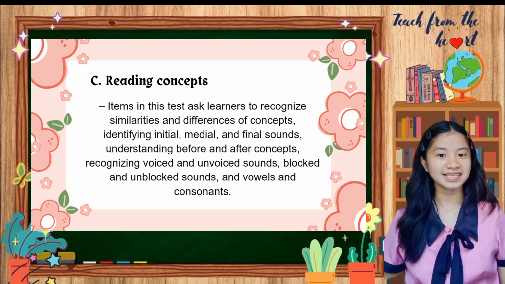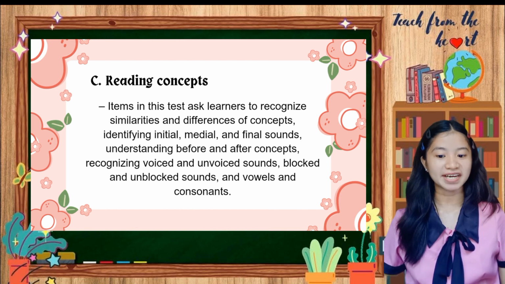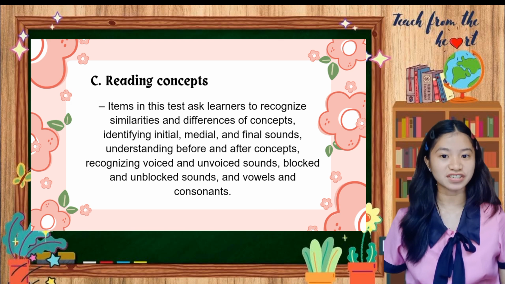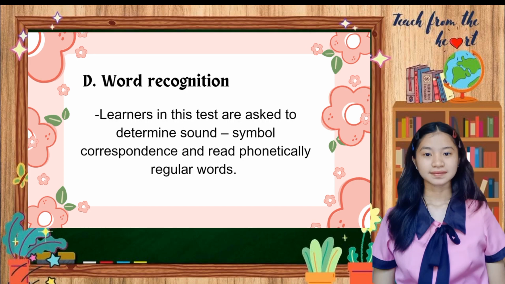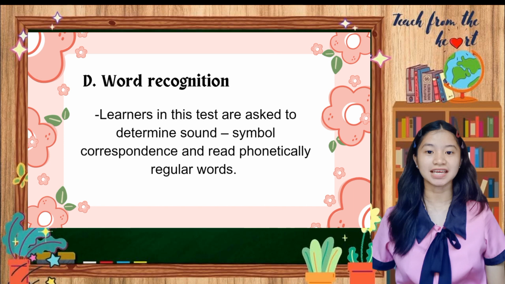Reading concepts are interrelated and build on each other. For example, phonemic awareness is essential for phonics, and fluency is essential for comprehension. Next is word recognition. It is the ability to see a word and instantly recognize its pronunciation and meaning. It is one of the two essential components of reading comprehension, the other being language comprehension.